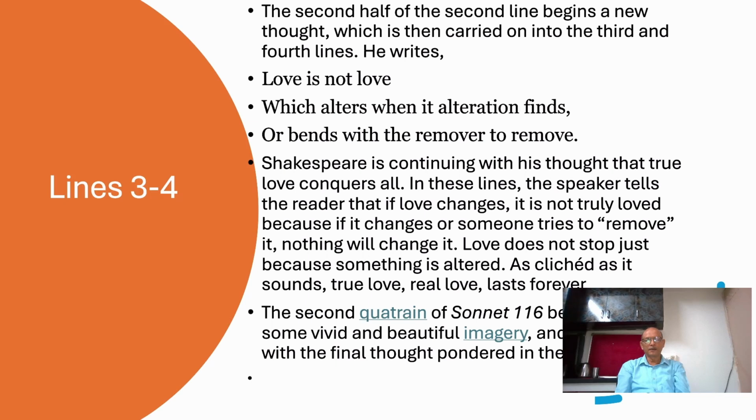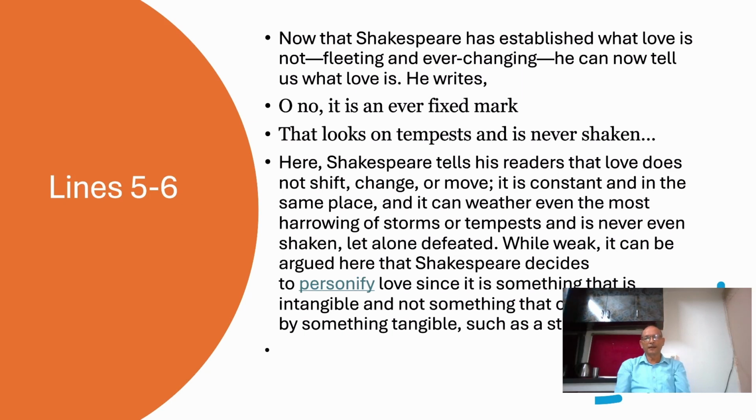The second quatrain of Sonnet 116 begins with some vivid and beautiful imagery, and it continues with the final thought pondered in the first quatrain. Now that Shakespeare has established what love is not, fleeting and ever changing, he can tell us what love is. He writes, "Oh no, it is an ever-fixed mark that looks on tempests and is never shaken."